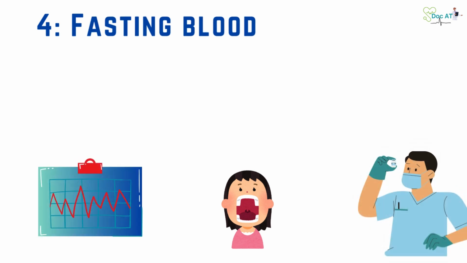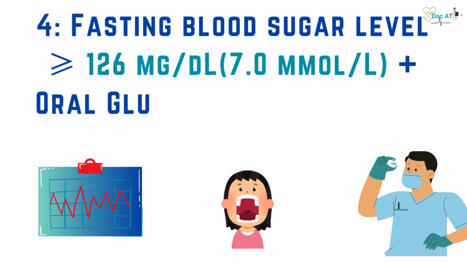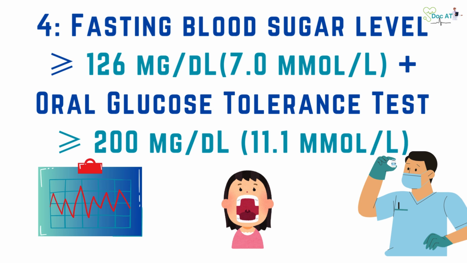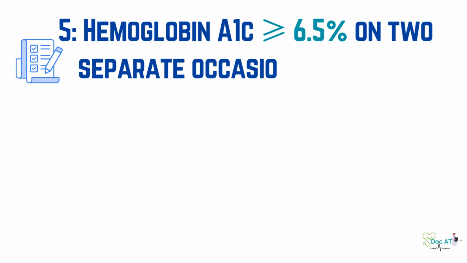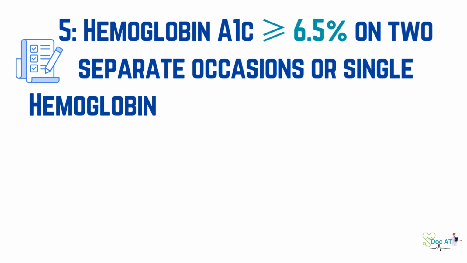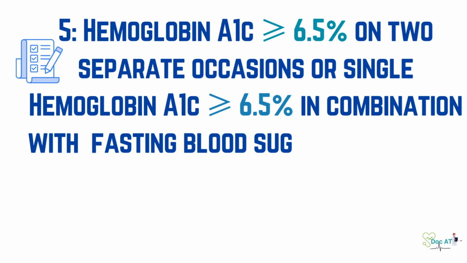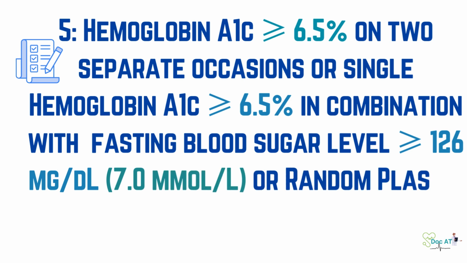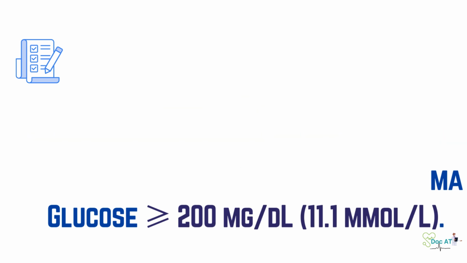4. Fasting blood sugar level greater than or equal to 126 mg per dl, 7.0 millimoles per liter, plus oral glucose tolerance test greater than or equal to 200 mg per dl, 11.1 millimoles per liter. 5. Hemoglobin A1C greater than or equal to 6.5% on 2 separate occasions, or single hemoglobin A1C greater than or equal to 6.5% in combination with fasting blood sugar level greater than or equal to 126 mg per dl, 7.0 millimoles per liter, or random plasma glucose greater than or equal to 200 mg per dl, 11.1 millimoles per liter.